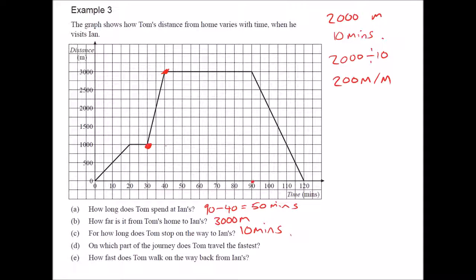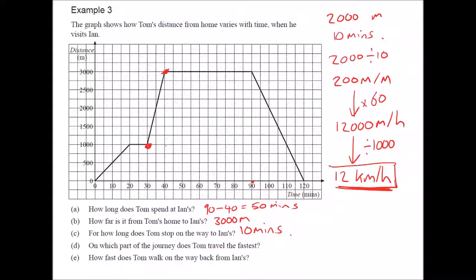So first of all, if we start with 200 metres per minute, let's get that into metres per hour. So I'll times by 60, because there's 60 minutes in an hour, and that will get me 12,000 meters per hour. And now I'm in hours, I want to convert to kilometers. I'll divide by 1,000, and then we're going to be in kilometers per hour. So if I do that, we'll be at 12 kilometers per hour. So there we go. That is the fastest pace that Tom walked on that second phase of the journey there.